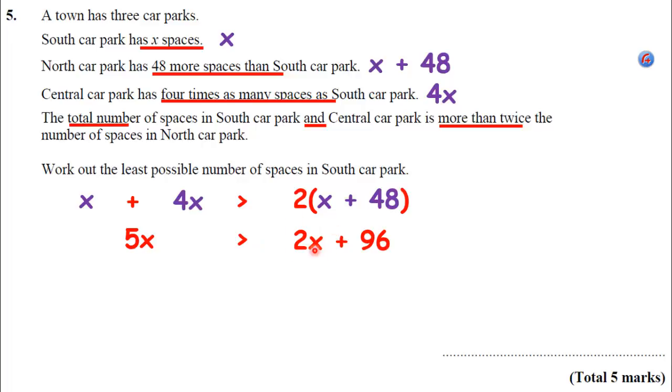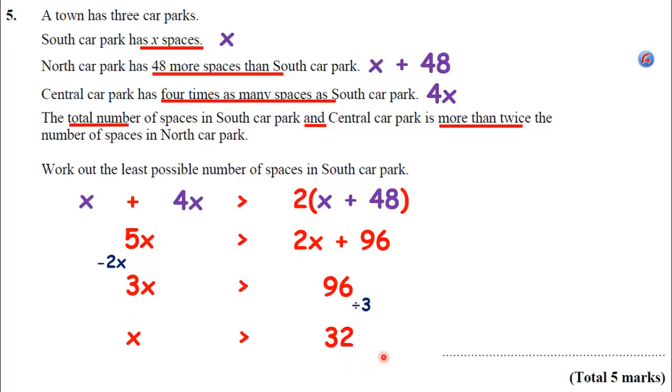I need to get rid of that 2x, so minus 2x. Over here it's positive 2x minus 2x. 5x minus 2x is 3x, is greater than 96. I need to divide by 3 now because 3x means 3 times x. 96 divided by 3 is 32. Again, you have a calculator. This is a calculator paper. Use the calculator to do that, but you should be able to do that without one.